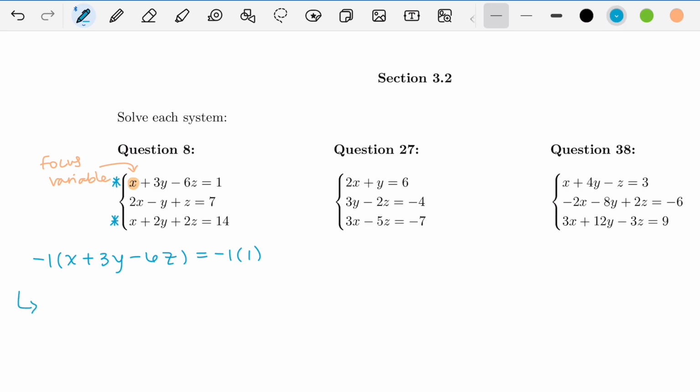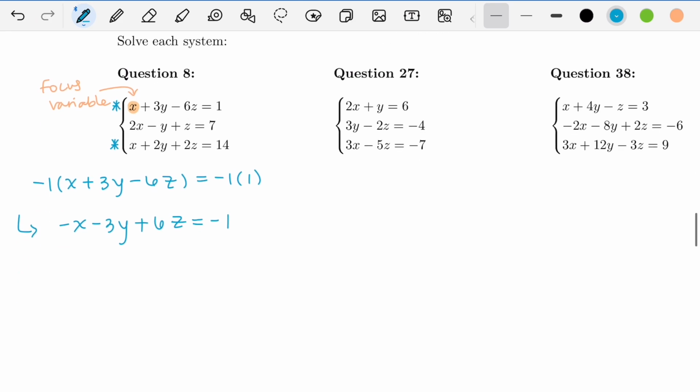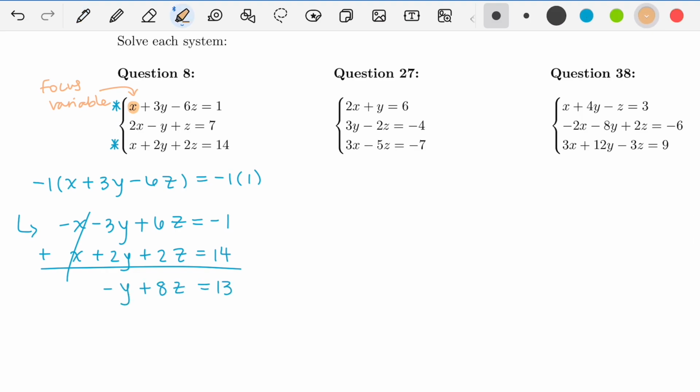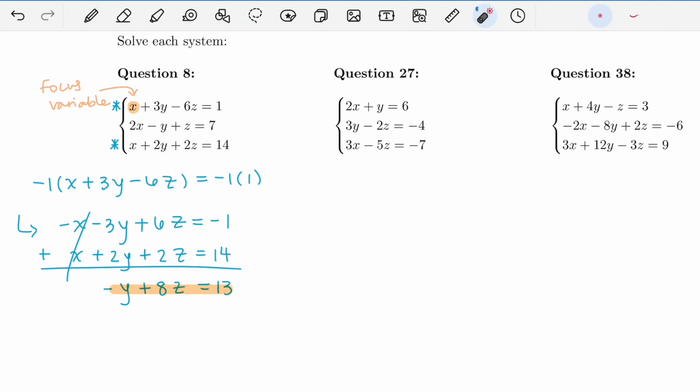Now doing that, I'm going to get negative x minus 3y plus 6z is going to be equal to negative 1. Now I want to add it to our last equation in this system here. Now doing so, these x's are going to cancel, and I'm left with minus y plus 8z is equal to 13. So I'm left with an equation with just 2 unknown values.